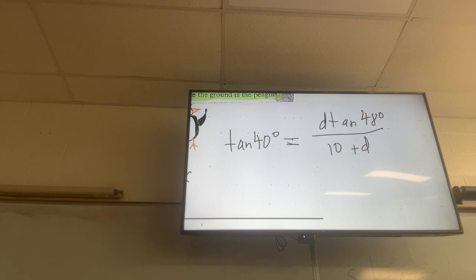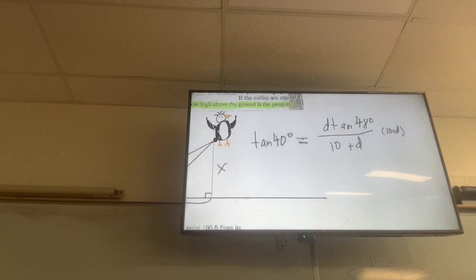So I'm going to multiply both sides by 10 plus d. I don't want the letter d in the denominator. So I have 10 plus d times tangent of 40 degrees equals d tan 48 degrees. Okay, I'm going to distribute this tan 40.